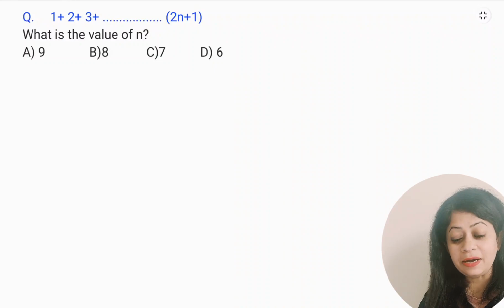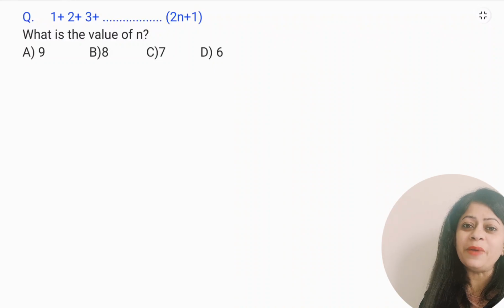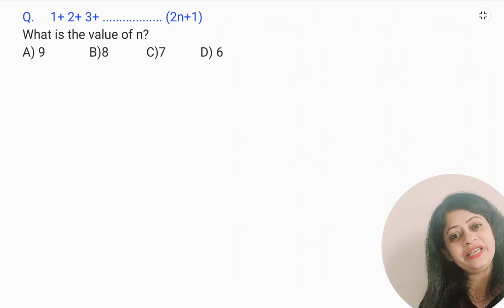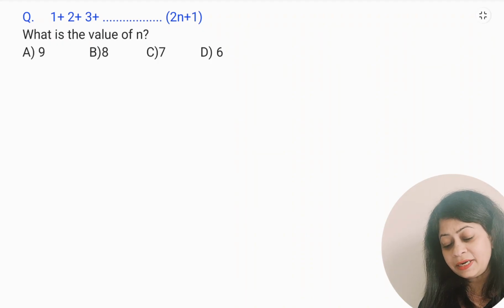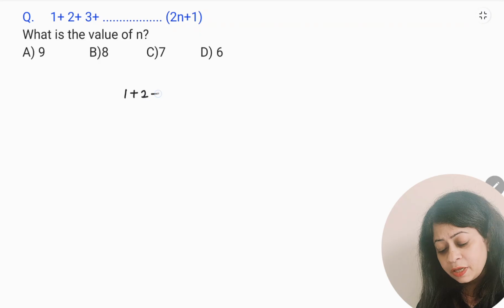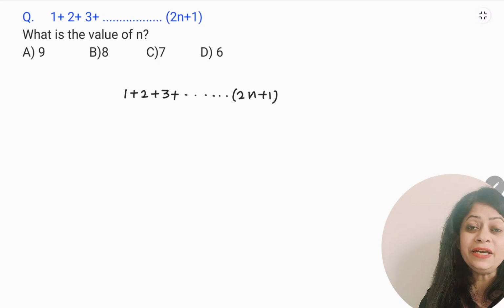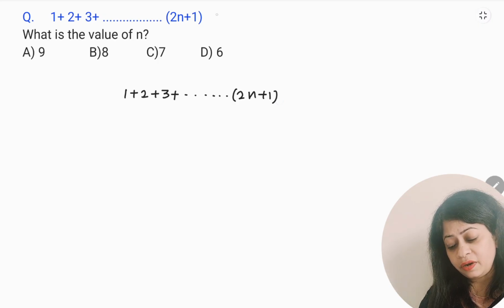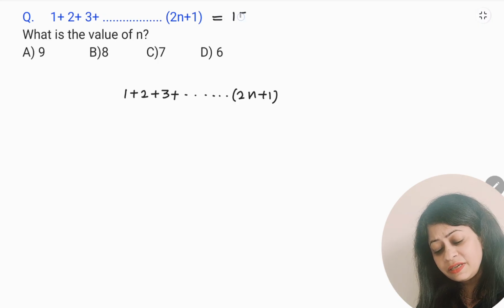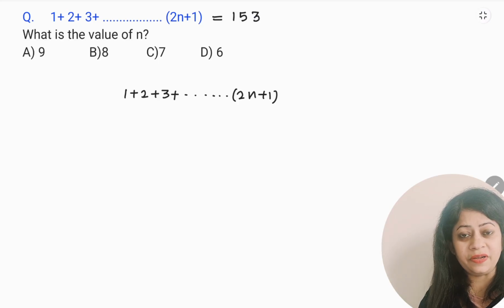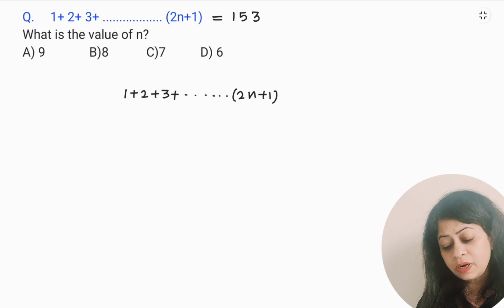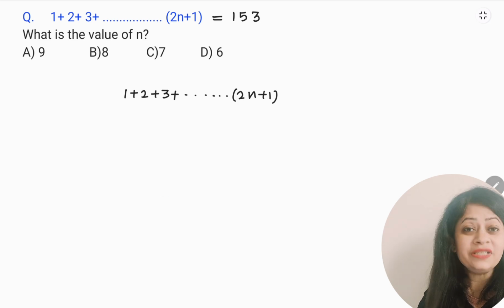I am Upasana Taneja. So today we have a question from Maths Olympiad, and what does this question say? It says that you have 1 plus 2 plus 3 up to so on 2n plus 1, and we need to find out the value of n. And then they say it is given here, I forgot to write. It is given here the sum is 153. Okay. So now we know the sum of, I don't know what is n. We need to find out the value of n, right?